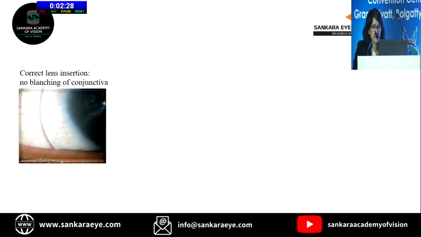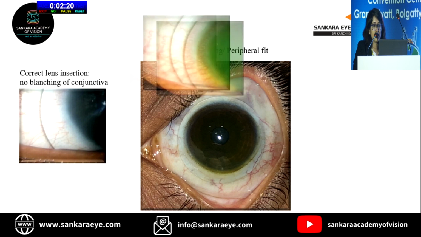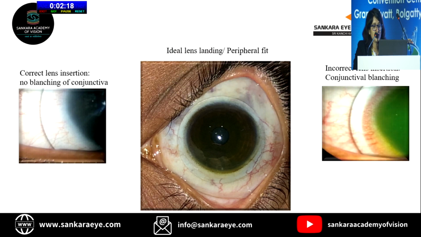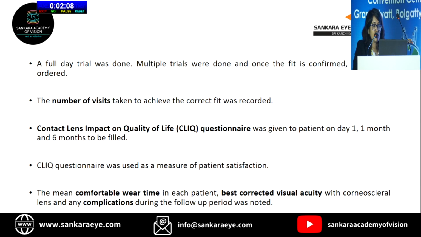For the peripheral fitting, we look at the blanching of the conjunctiva. This picture shows the correct lens insertion, and this is also an ideal lens landing, but this is an incorrect lens insertion, which causes conjunctival blanching. This is a lens by Silverline Laboratories that we used in our study, which had a diameter of 14.5 mm.